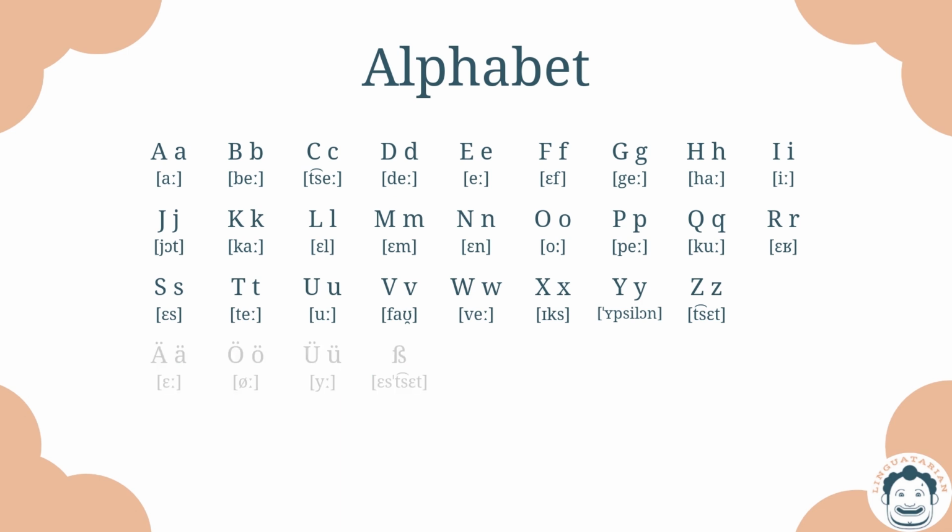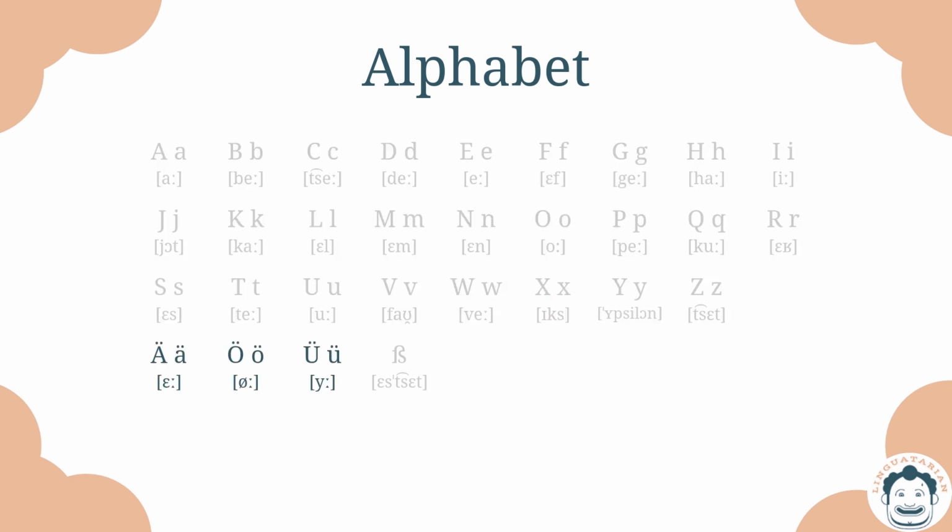The German alphabet consists of 26 Latin letters, which we also have in English, A through Z. If you notice the IPA transcription below each letter and you don't know what it means, that's okay. It's only important if you care about that.